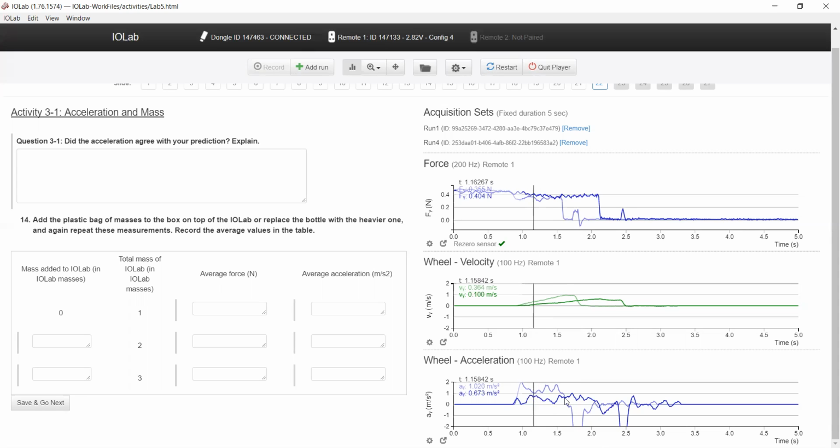For the second one, when you had double IOLab masses. Okay, mass was added to the IOLab. In the first case we didn't add anything, so we consider it as one IOLab mass. You can take the average force, the average of the IOLab force. Second one, and sorry, average acceleration, you will get it from here. So make sure of your region of interest.